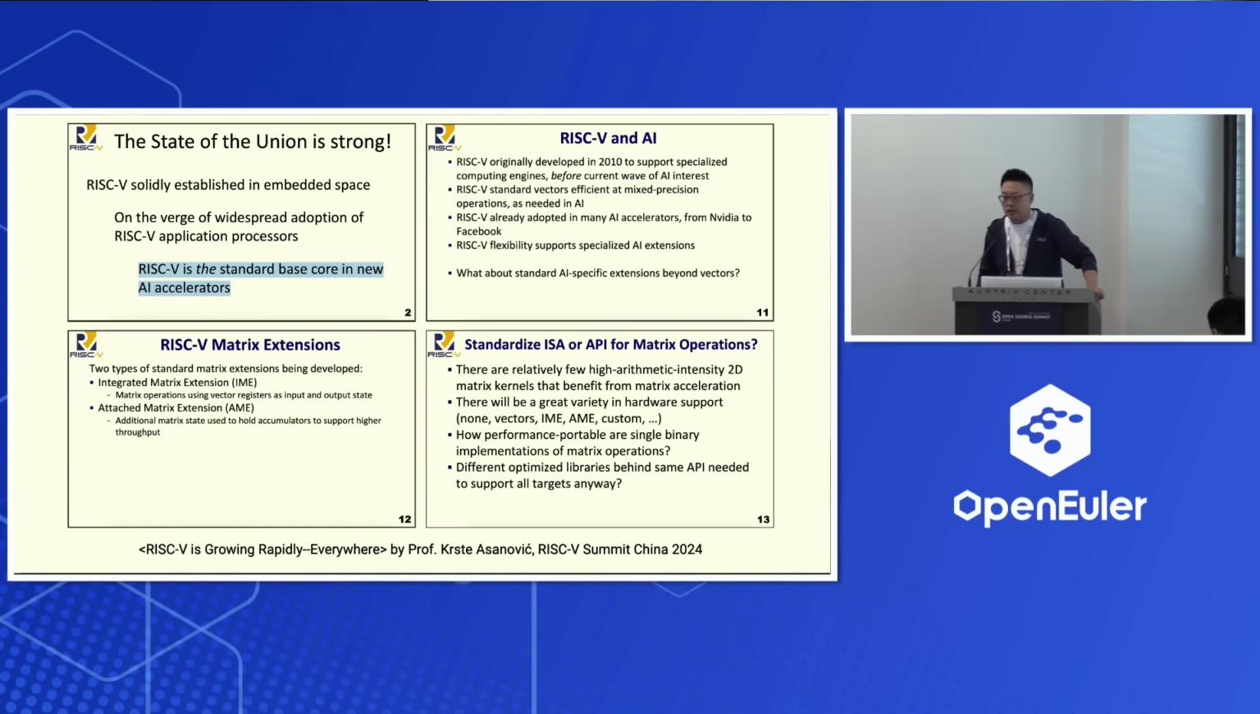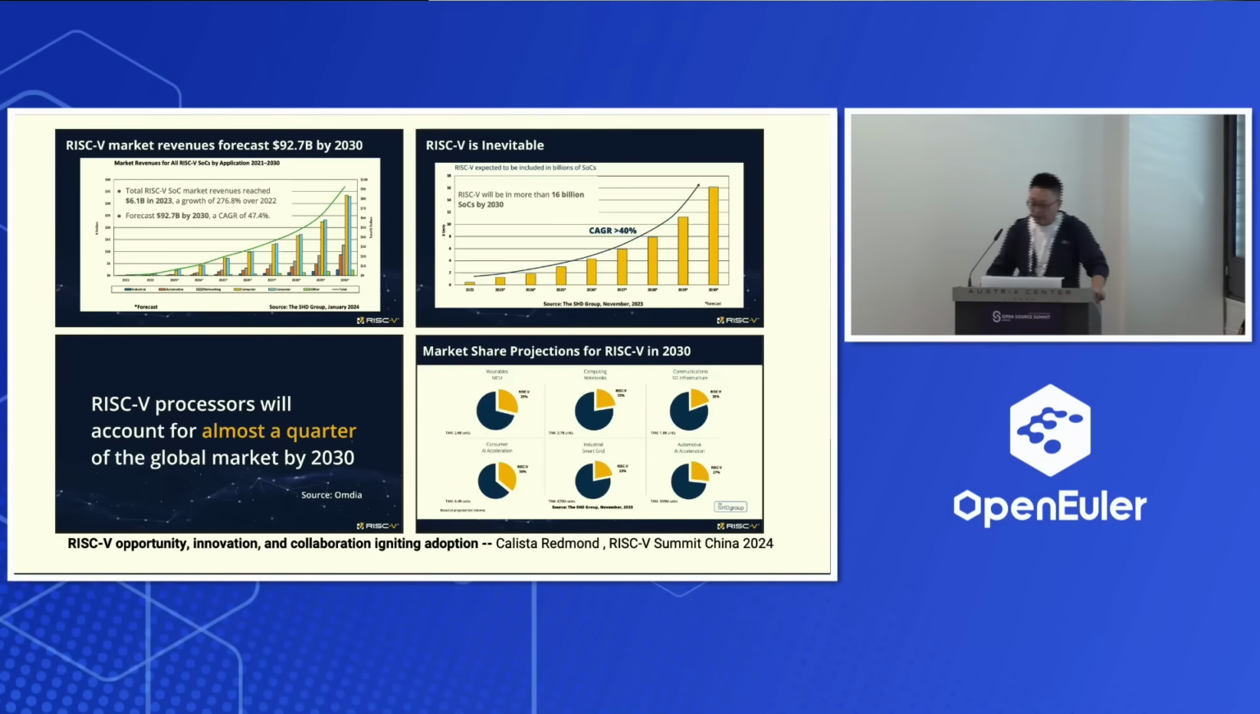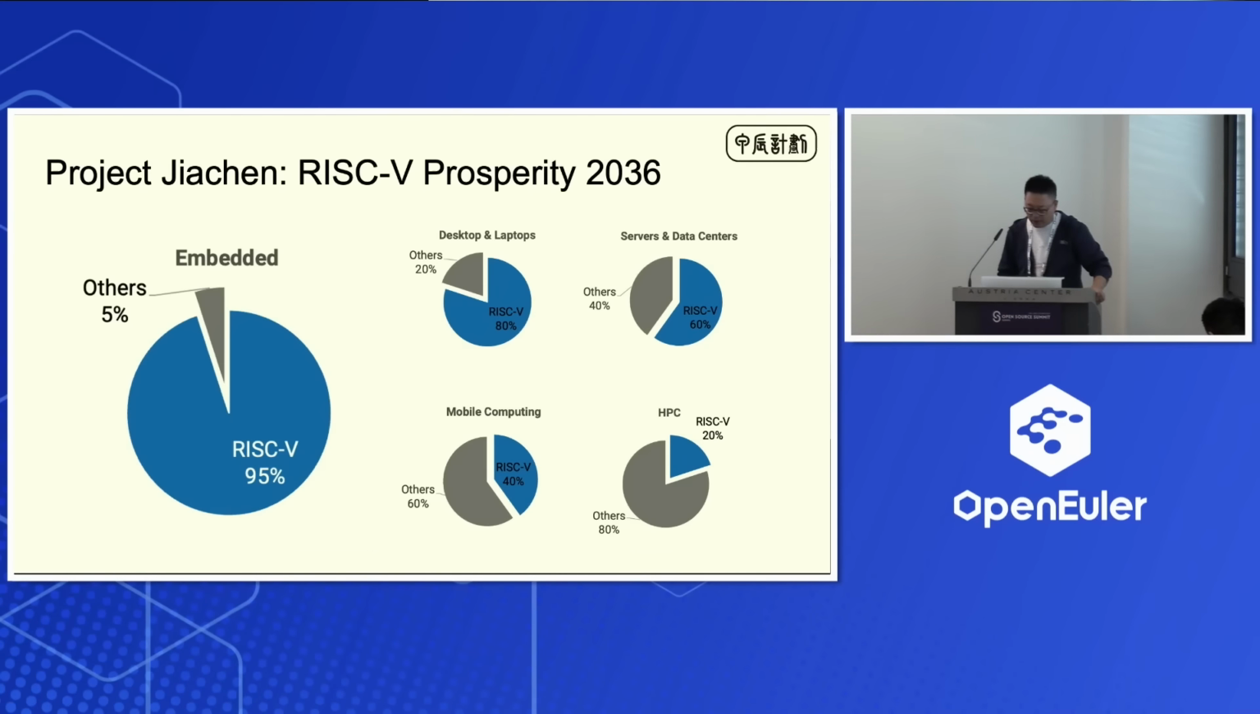We are not saying you can use RISC-V to program AI accelerators like GPGPUs, but every such chip needs a basic control core, and that control core is now basically RISC-V. This is a market share prediction for roughly 6 years out. This data is from Krste Redmond, the CEO of RVI. And this is a more aggressive prediction from me, the manager of the project, Jiachen.